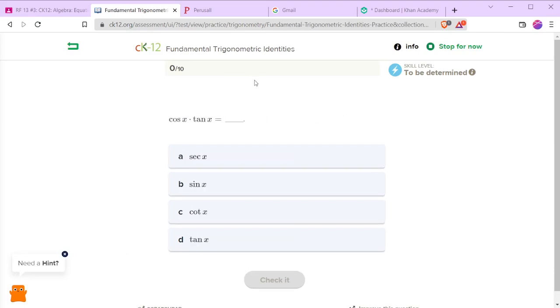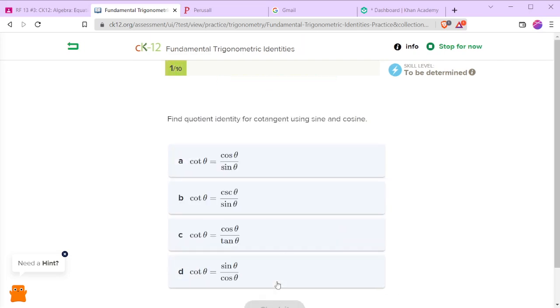and this loads. So here, cosine of x times the tan of x for our fundamental trigonometric identities. Remember, tan is sine over cos. So if we multiply by cos, then we just get sine. The quotient identity for cotangent. That's the reciprocal of tangent. If tan is sine over cos, then cotangent is cos over sine.